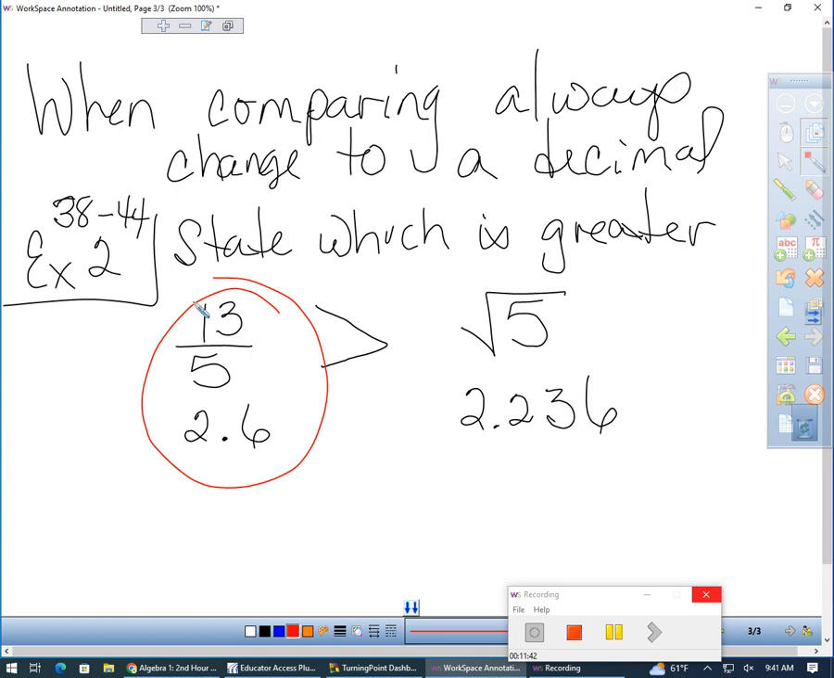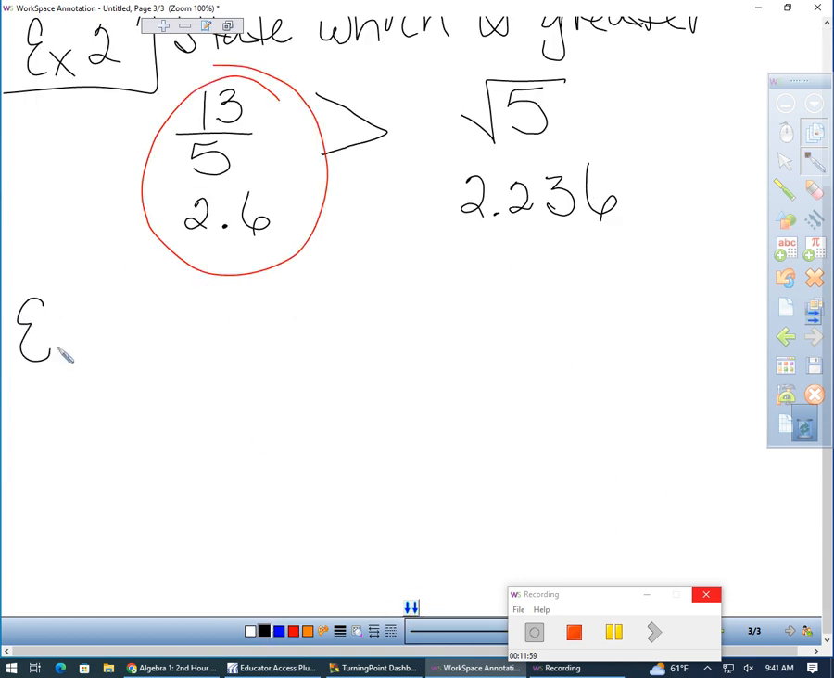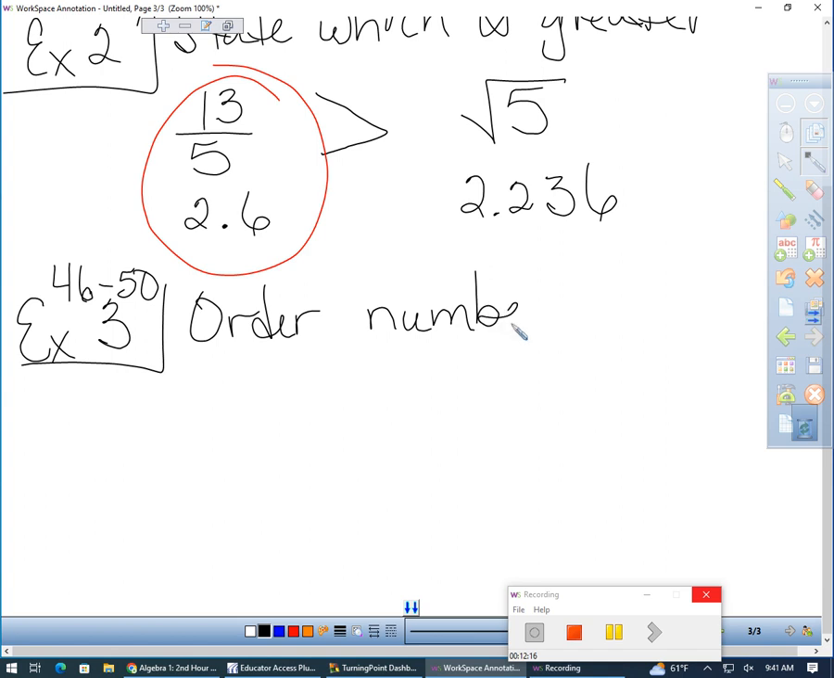Okay? Questions on those? Do we need another example of that? You guys be honest with me. If we do, I'm more than happy to do it. No? Okay. Let's go to example number 3 then. Example number 3. This is the 46 through 50. So this will be our last example. And the directions say order numbers from least to greatest.